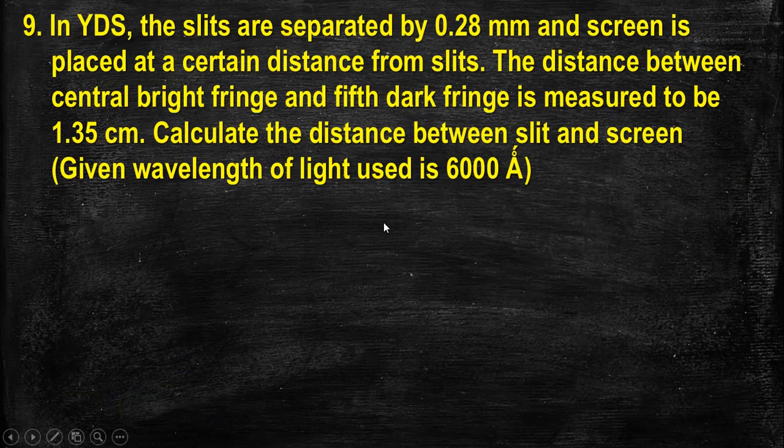Then coming to the last problem, in Young's double slit experiment, the slits are separated by 0.28 millimeter and the screen is placed at a certain distance from the slits. The distance between the central bright fringe and the fifth dark fringe is measured to be 1.35 centimeter. Calculate the distance between slit and screen. Given wavelength of light is 6000 angstrom unit.